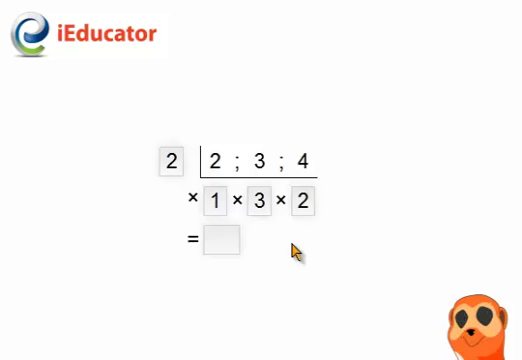All that is left is to multiply. 2 times 1 equals 2, times 3 equals 6, and 6 times 2 equals 12. This gives us the answer, or LCM, 12.